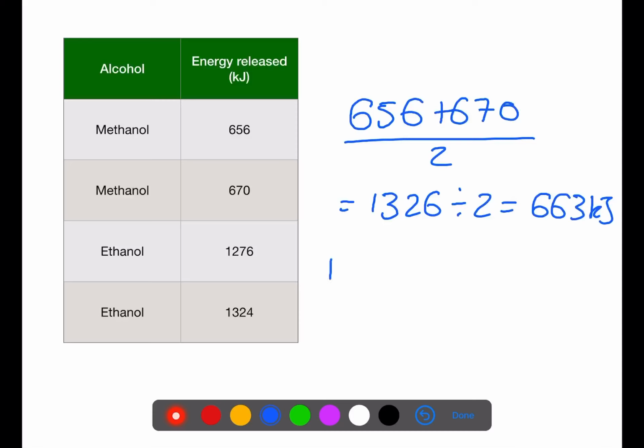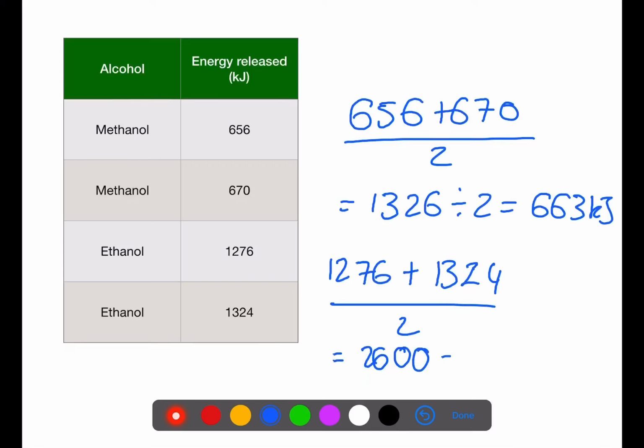We can do the same for the ethanol. So we take the two values, 1,276 plus 1,324, and divide by 2. So we get a total of 2,600 divided by 2, so an average of 1,300 kilojoules.